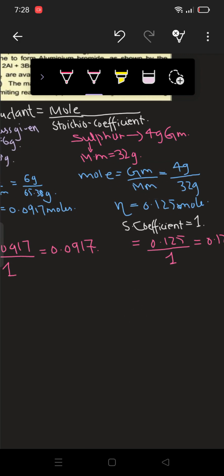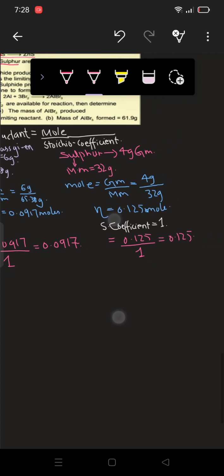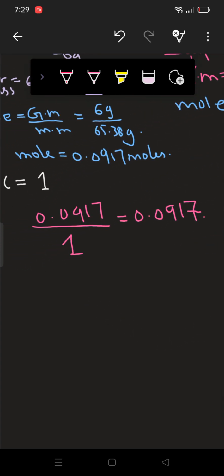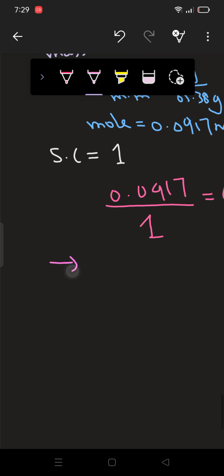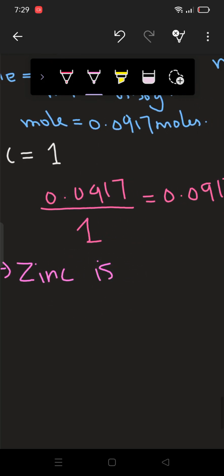Is 0.0917 the lesser number or is 0.125 the lesser number? Of course, we know that 0.0917 is the lesser number. So here we have got that zinc is the limiting reactant, right? Because of this number, we have got that zinc is the limiting reactant.